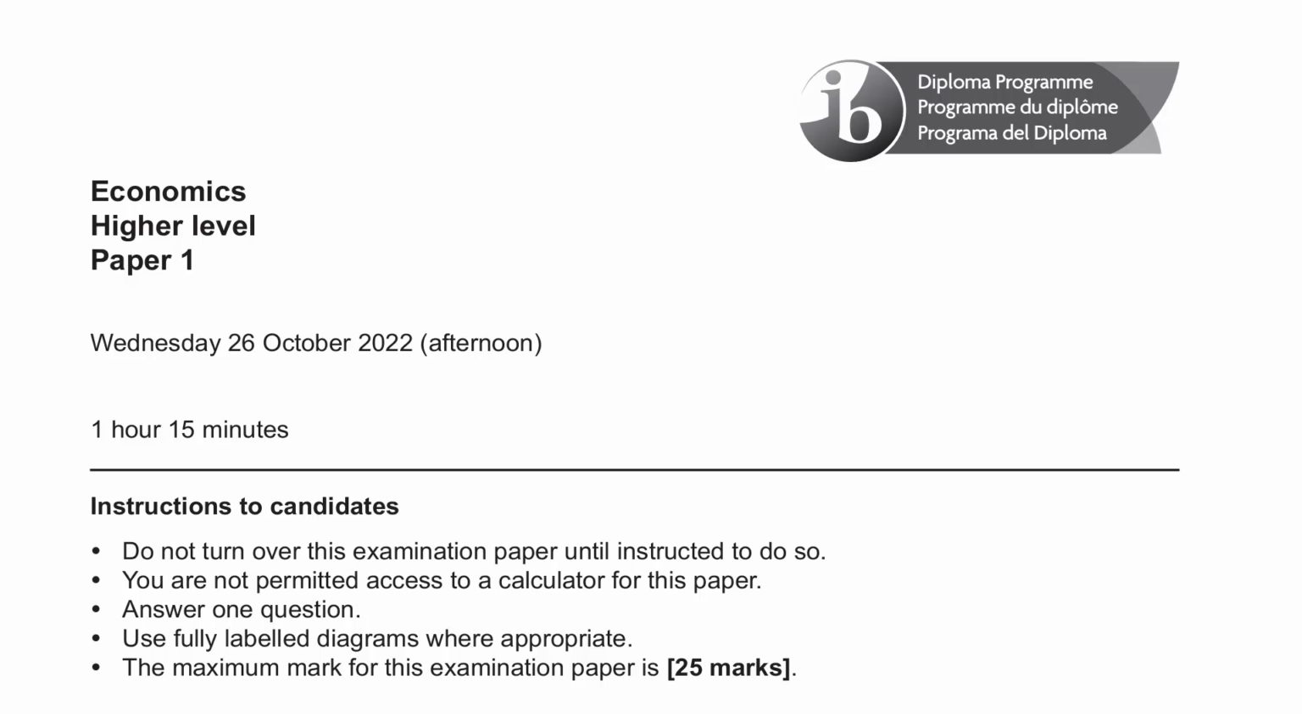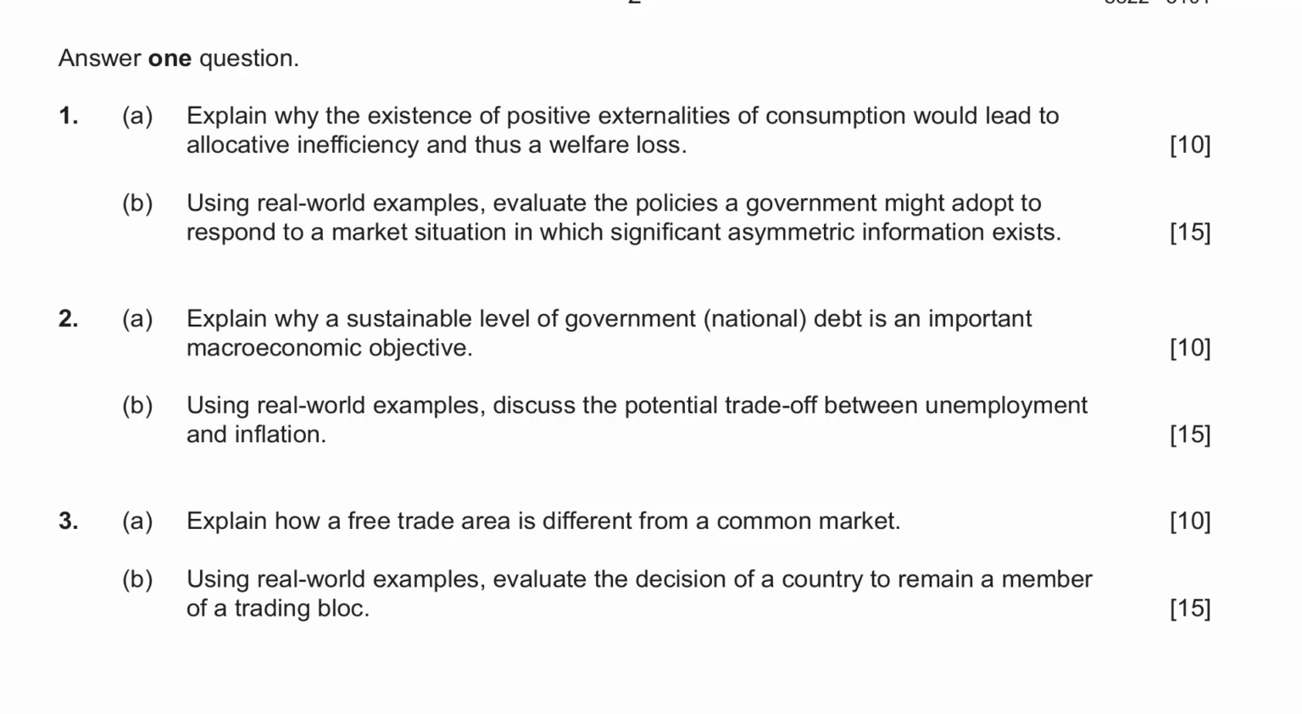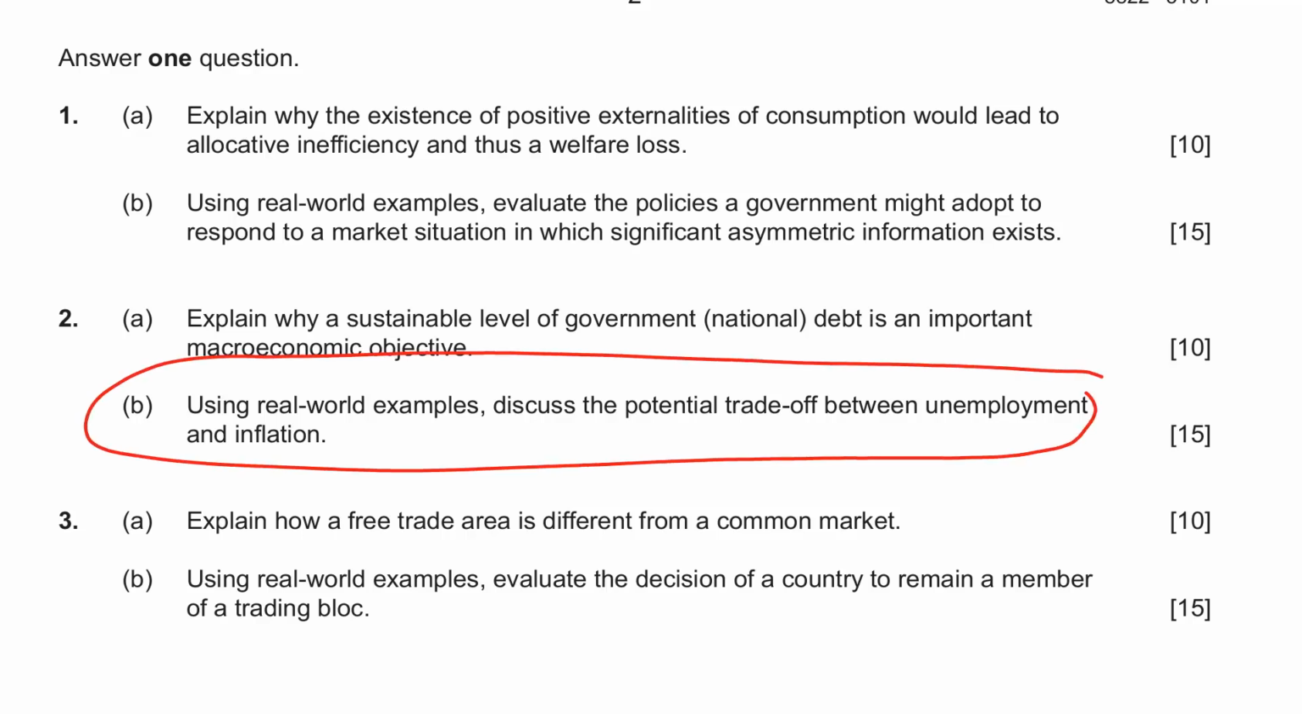Alrighty, so in this video, I'm going to go through the solutions to the IB Economics Higher Level Paper 1. This is the October/November 2022 paper. Now, in previous videos, we'd already gone through question 1 and the first part, and question 2 part A. In this video, I'm going to go through the second bit, question 2 part B, and this guy's worth 15 marks.